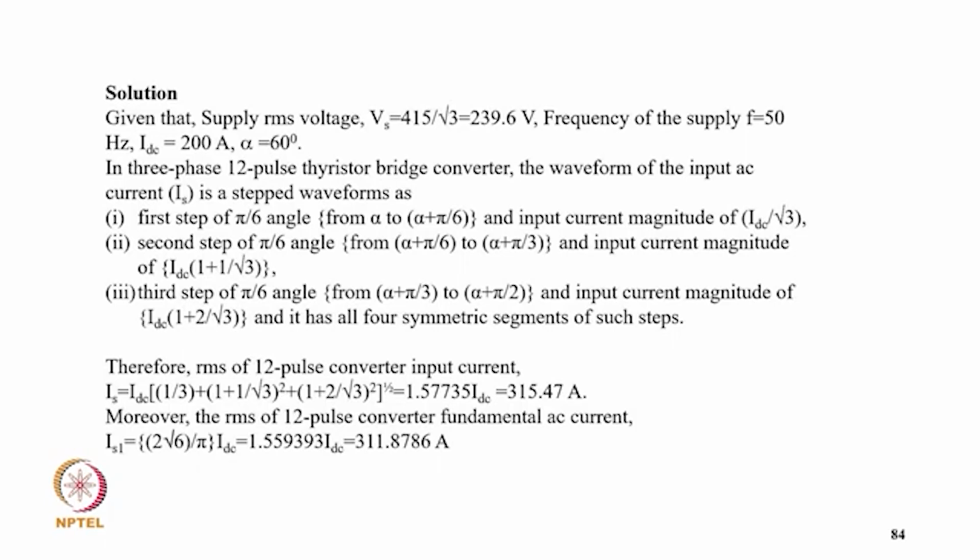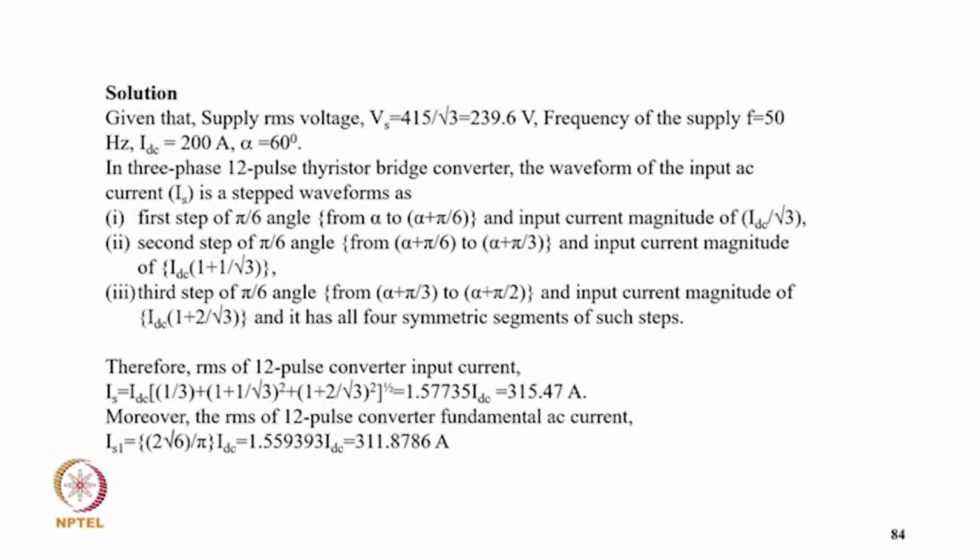So therefore the RMS current of the 12-pulse converter input current is IS equal to IDC times the square root of [(1/3 + (1+1/√3)² + (1+2/√3)²)/4], that comes to 1.5735 ID, and on putting the value of ID, it comes to 315.47 ampere.